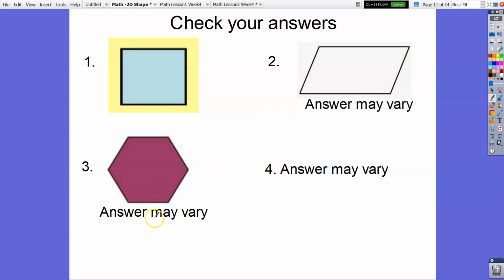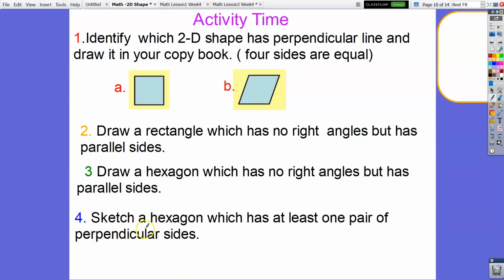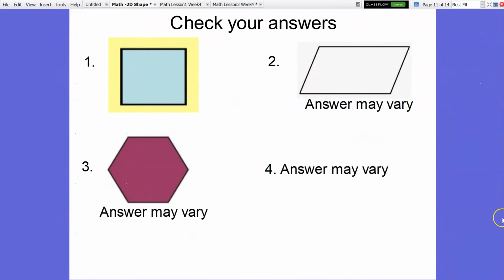Number 3, it's a hexagon with 6 sides. It may also vary. You can draw either a regular hexagon or an irregular hexagon. Make sure that it has 6 sides. And for number 4, the question is, sketch a hexagon which has at least one pair of perpendicular sides. Okay, one pair of perpendicular sides means it has at least one right angle.